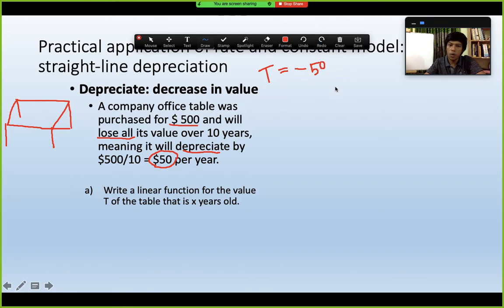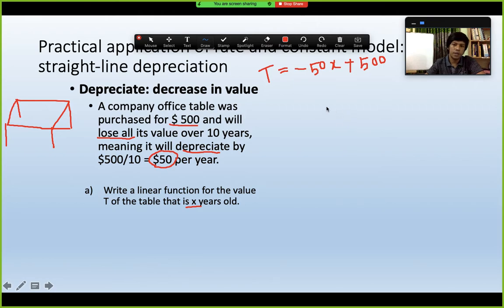You can write y or something, but it is written that x is the year. So you can write minus 50x plus, what was the starting? Starting is 500. This was fixed. Starting was $500.